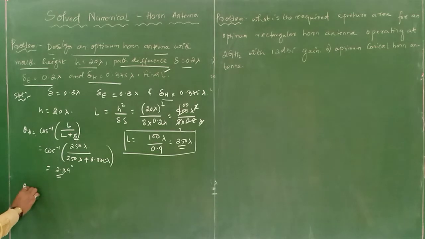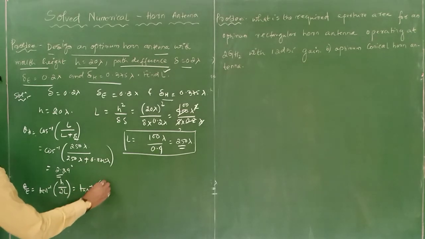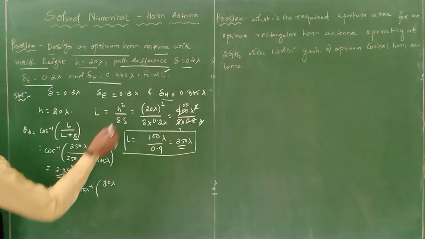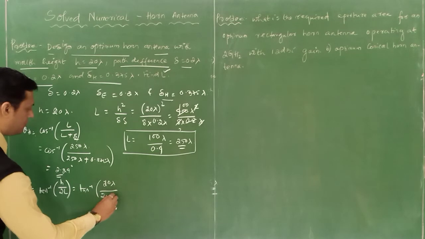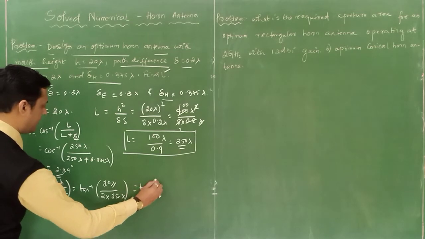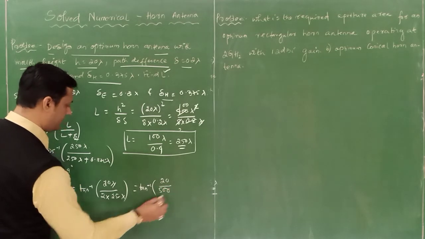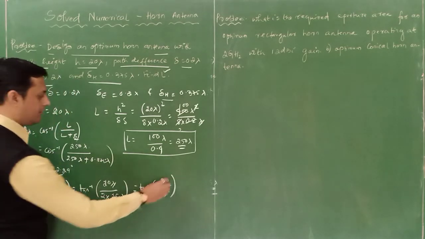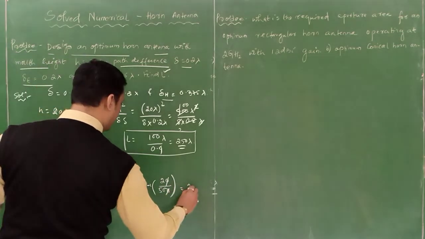Similarly, theta E can also be calculated. It is tan inverse of H by 2L. This is the relation for theta E. Here tan inverse, H is given as 20 lambda, and twice into L. L is equal to 250 lambda, so lambda gets cancelled out. We will have tan inverse of 20 divided by 500, because 2 into 250 is 500. So we will get around 2.29 degrees.